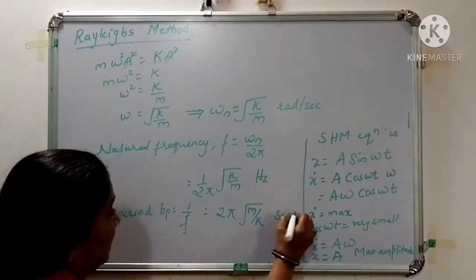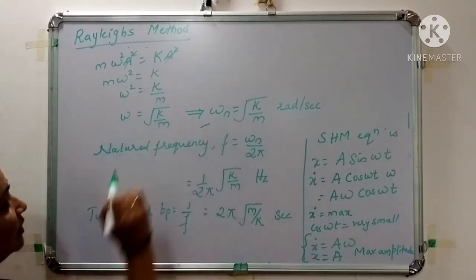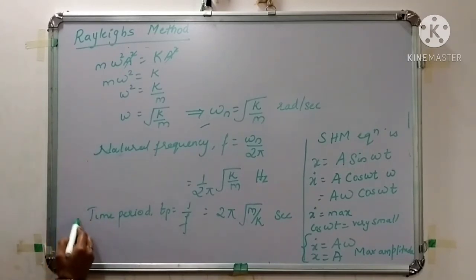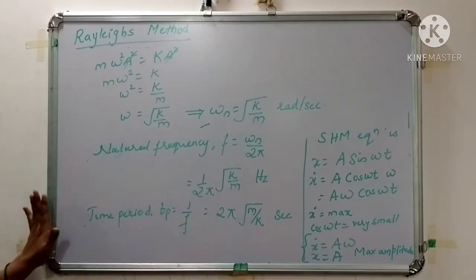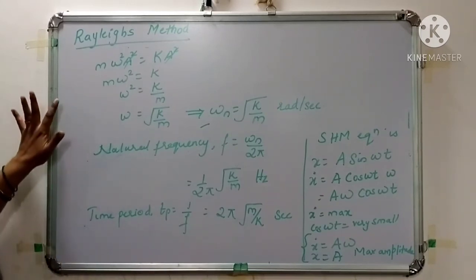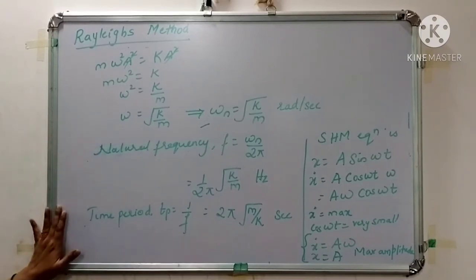The unit is second. So again you can observe that the equations for angular frequency, natural frequency and time period are similar to the energy method or D'Alembert's method. D'Alembert's method is also called the equilibrium method, the energy method and the Rayleigh method. So with this, we come to know that the derivation is the same in all three methods.